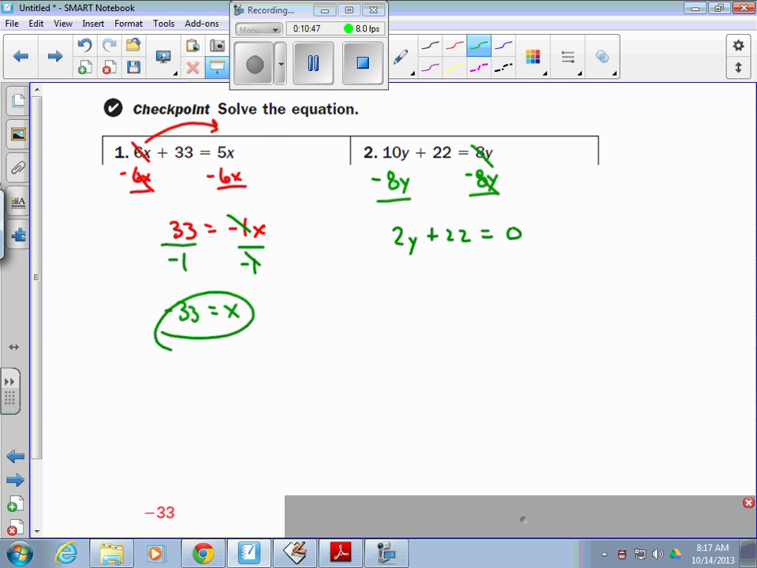So since you moved your y's to the left in this case, move everything else to the right. This says plus 22. Undo that by subtracting it. If you subtract it from the left, subtract 22 from the right. This will leave you with 2y on the left. These will cancel. Equals 0 minus 22 is negative 22. So that says 2 times y. Undo that by dividing by 2. If you do it to the left, divide by 2 on the right. These will cancel. Y equals negative 11.